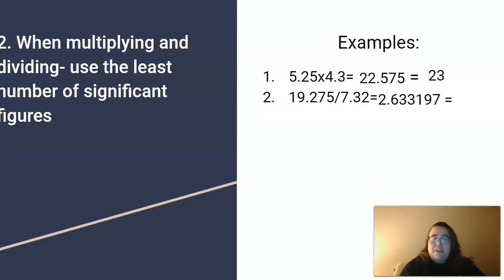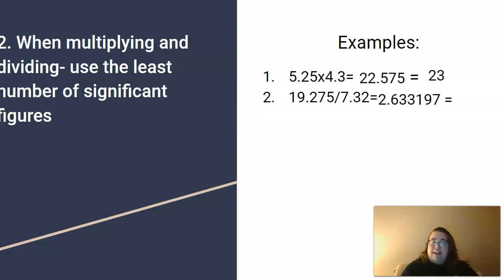Again, I'm going to go back to my factors. I have 19.275. Again, I don't have any zeros, so I'm just going to count the number of digits because, again, numbers 1 through 9 are significant. So 1, 9, 2, 7, 5, that's 5 digits. I'm going to look at the next one, 7.32. Again, because I don't have any zeros, I can just count all of those numbers, and I have a 7, a 3, and a 2. That gives me 3 significant figures. So I have 5 and I have 3. 3 is the least number, so my answer needs to be in 3 significant figures.